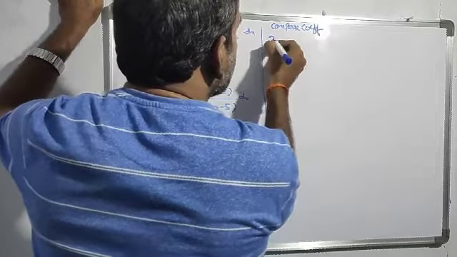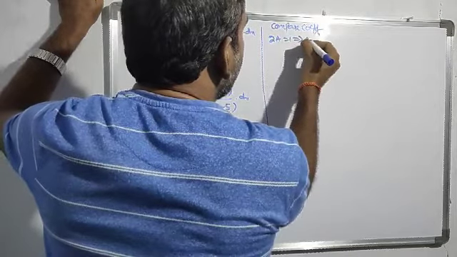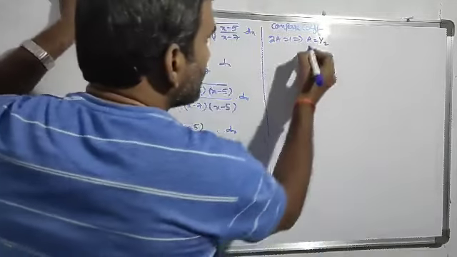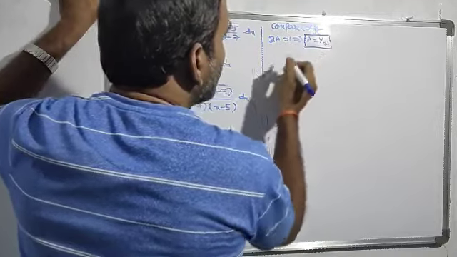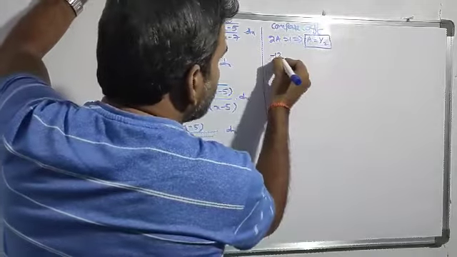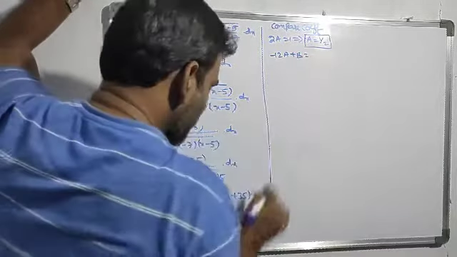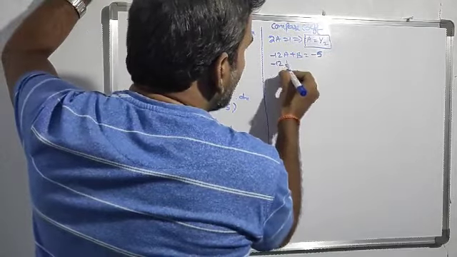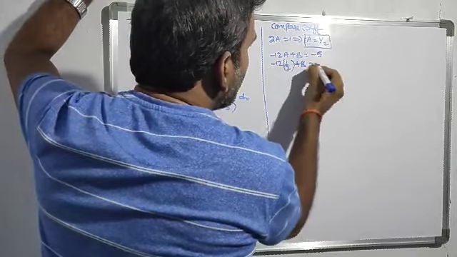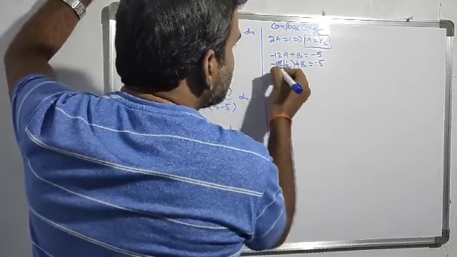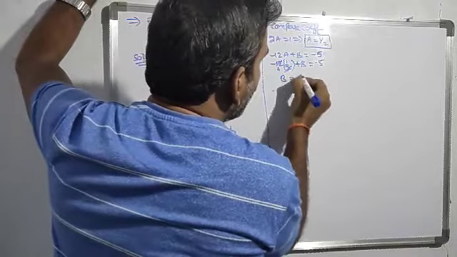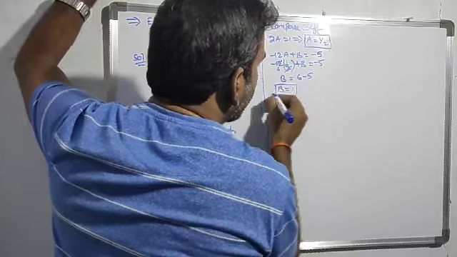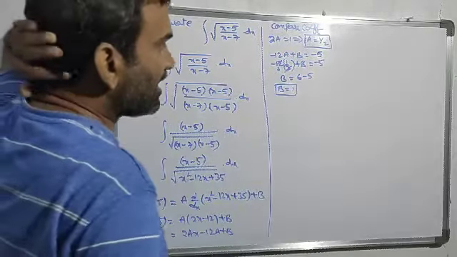Okay, compare coefficients. So 2A equals 1, A equals 1 by 2. I already got the value of A as 1 by 2. Next, minus 12A plus B, the constant value on this side, equals minus 5. So minus 12 into 1 by 2 plus B equals minus 5. 12 cancels, giving 6. So B equals 6 minus 5, so capital B equals 1. Capital B equals what value? 1.